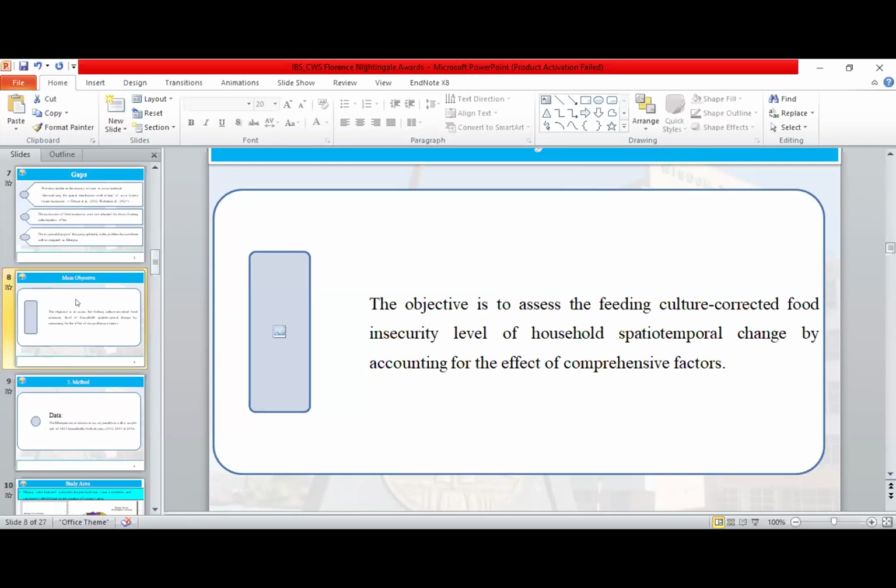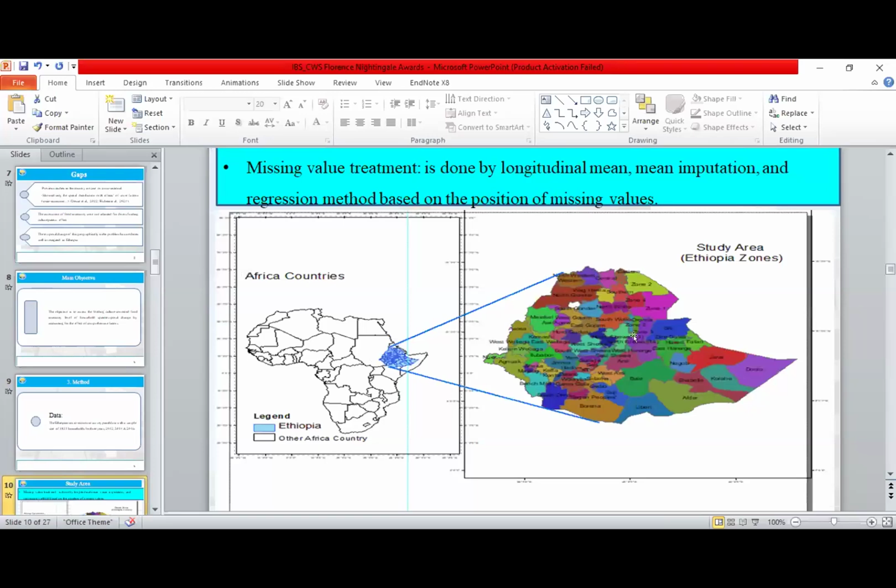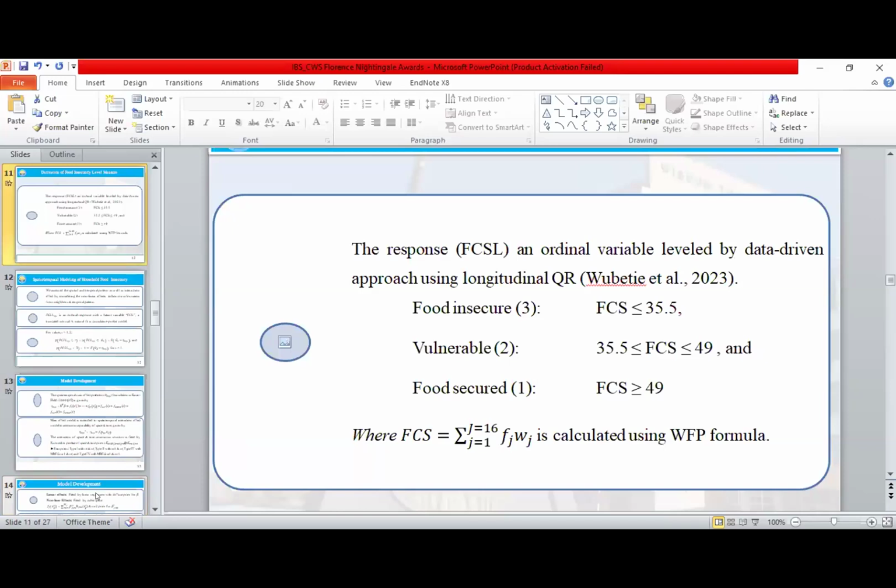comprehensive factors. We take the data from the Ethiopian Socioeconomic Survey panel data with a sample size of 3,835 households for 3 consecutive years. It is longitudinal data from the years 2012, 14, and 16. The study area is the administrative zone, as the figure indicates here. We imputed missing values using the longitudinal mean, since it is longitudinal data, and mean imputation and regression method based on the position of missing values. The missing values are around 8% in total.